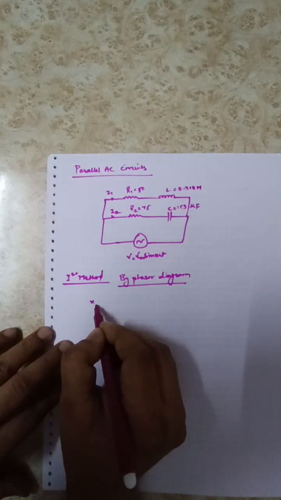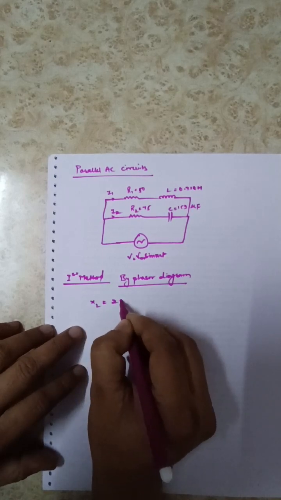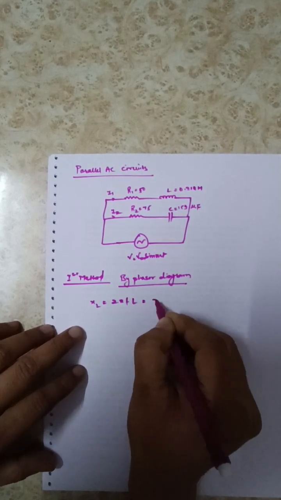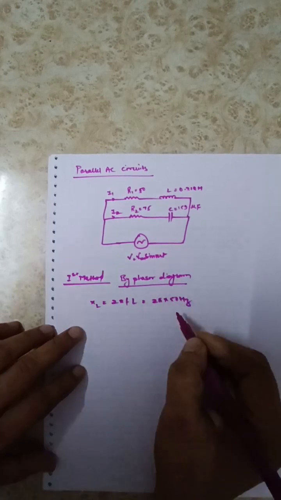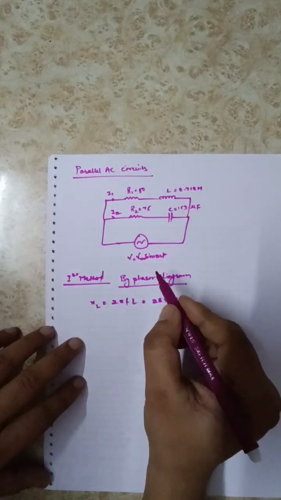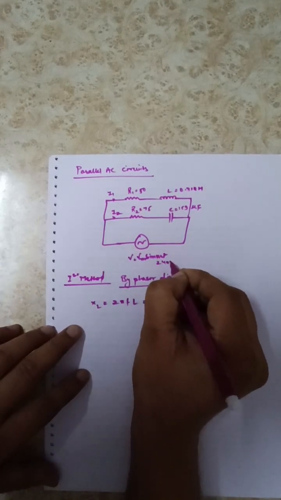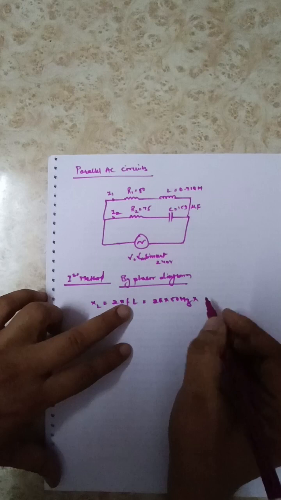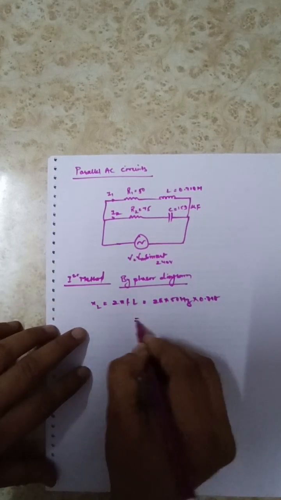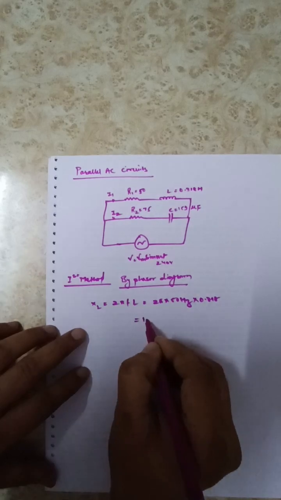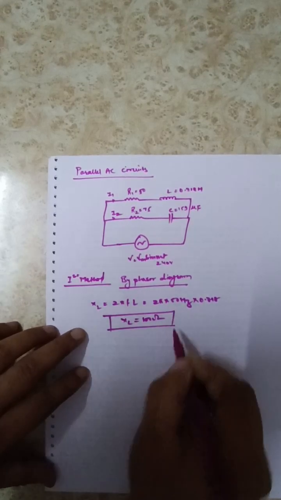First of all, we have to calculate XL. XL is 2 pi into F into L. Here F is 50 hertz, the voltage is 240 volt, and L is 0.318 Henry. So XL will be equal to 100 ohm.